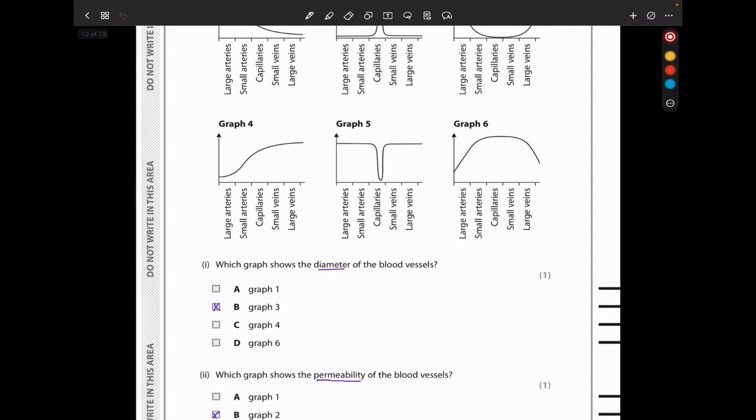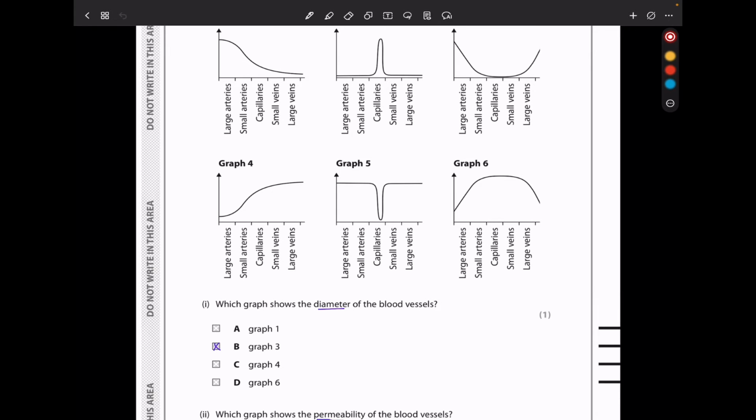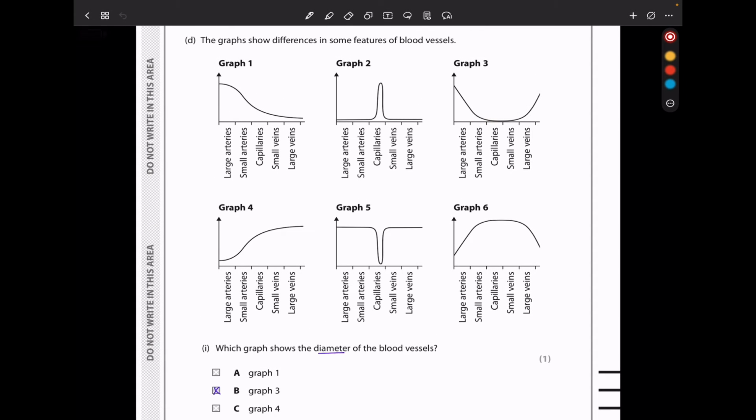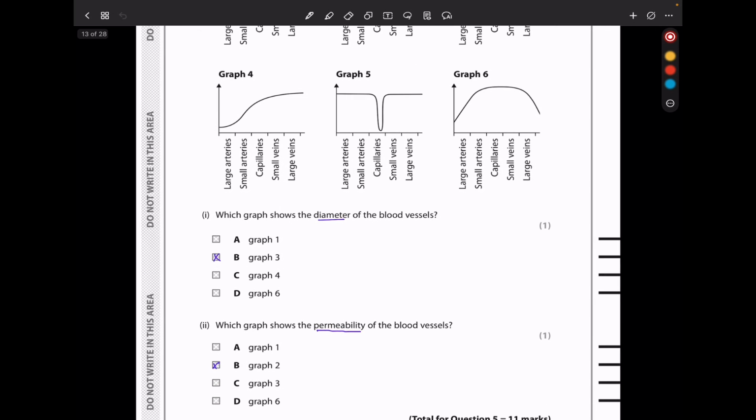So they say which graph shows the diameter of the blood vessels. The diameter of blood vessels is going to be small in the arteries, but it becomes smaller as we approach the capillaries. And then it widens as it goes through the veins. So this is going to be perfect. It decreases, becomes constant, and then increases. So graph 3 is going to be the answer.